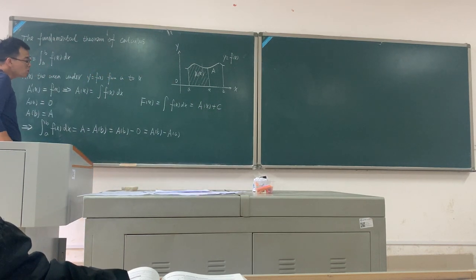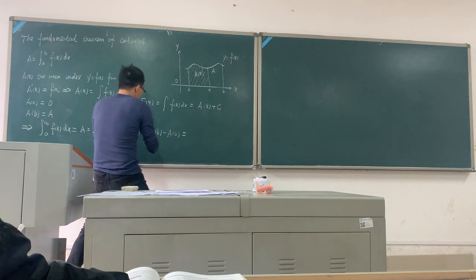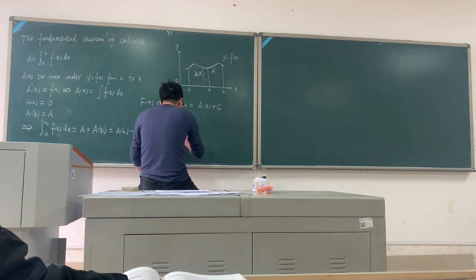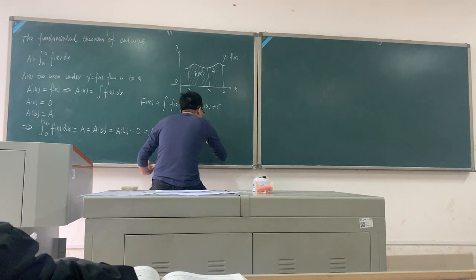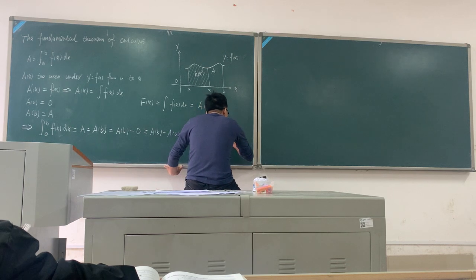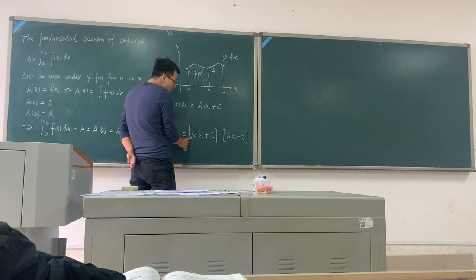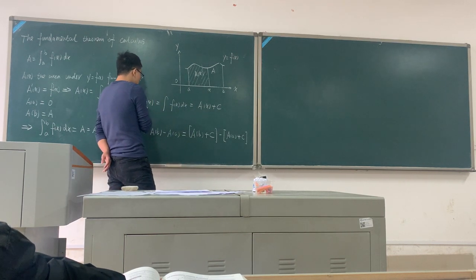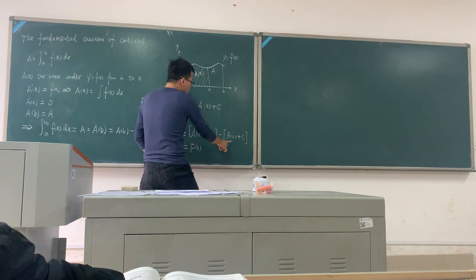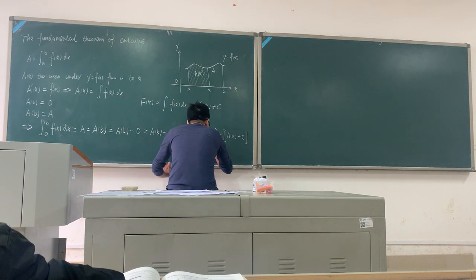So now we can write it with A and B: capital F(B) minus capital F(A) equals capital A(B) plus a constant C minus capital A(A) plus a constant C. Here A(B) plus C is capital F(B), and A(A) plus C is capital F(A).